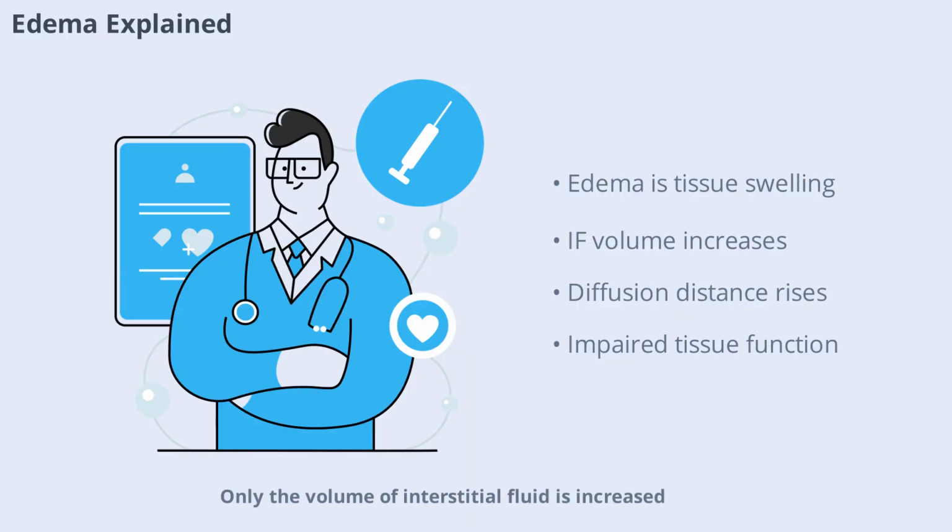Only the volume of interstitial fluid is increased. Edema can impair tissue function by increasing the distance for diffusion of oxygen and nutrients from blood into cells. It may be caused by increased fluid flow out of blood or decreased return of fluid to blood.